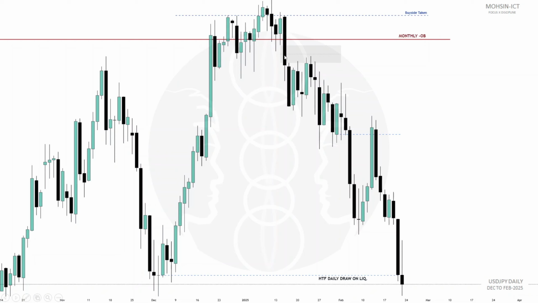You see these gaps and this aggressive move. There's the market structure shift. After this price comes back, gives us entry, and then it goes down to other higher time frame drawn liquidity. What I want you to focus on is this piece of price action right here.